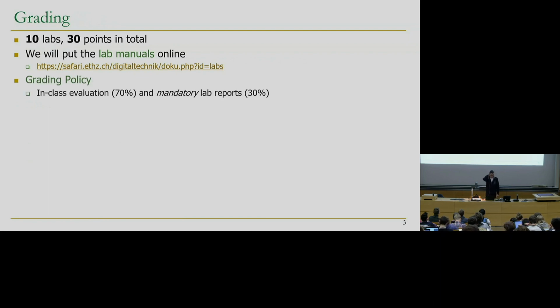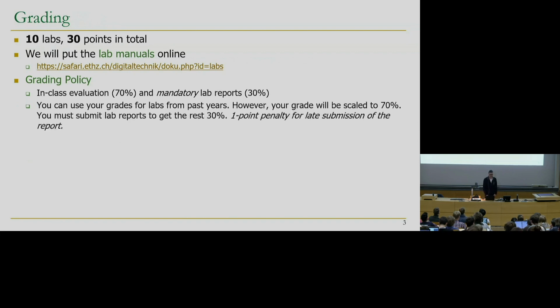And so for the entire class, you will get 70% of your grade from the exam and 30% from the, sorry, this is only for the labs. So you'll get 70% of your grade from in-class evaluation. During the labs, you'll do an assignment and you'll be graded for that assignment in class. But after the lab session, you'll also have to submit a lab report, which will give you 30% of the remaining credits. Okay, so this is only for the labs, not for the entire lecture.